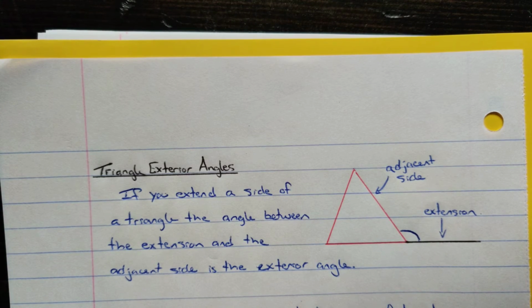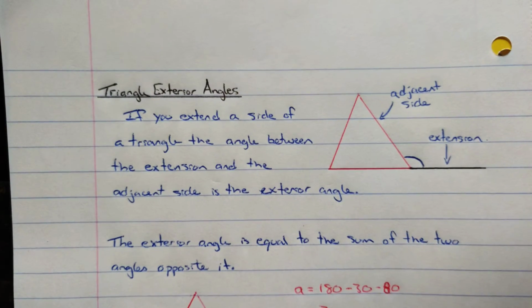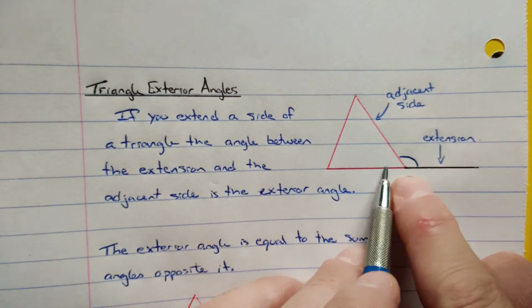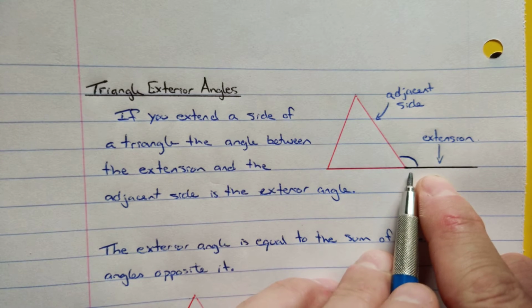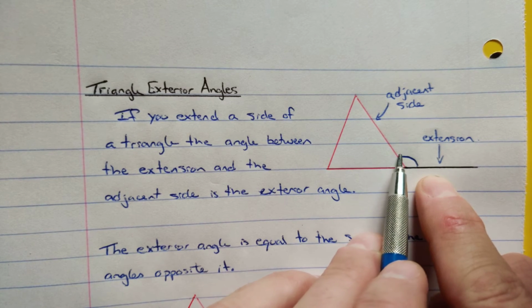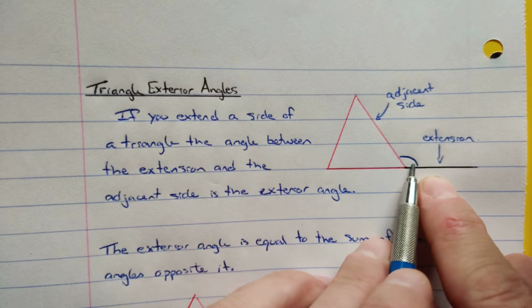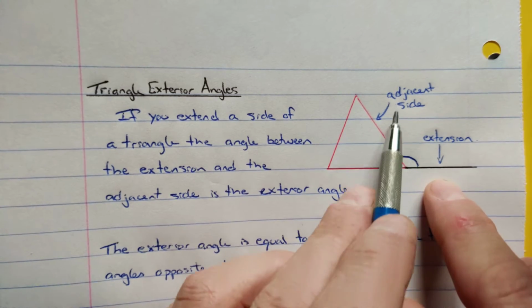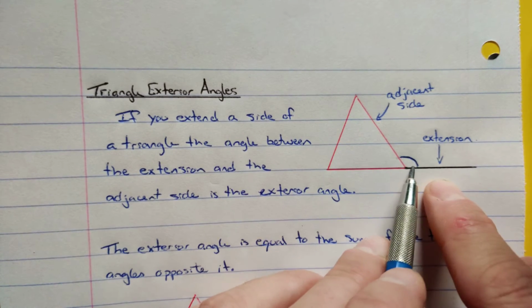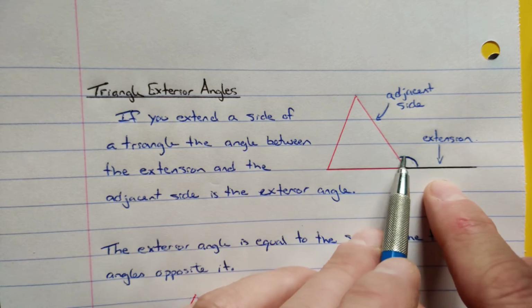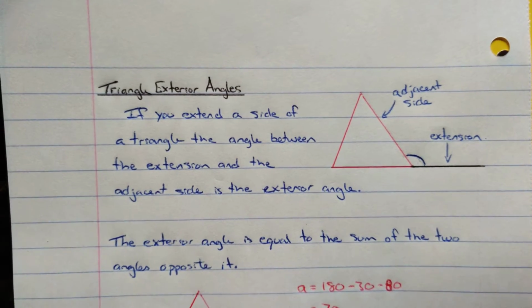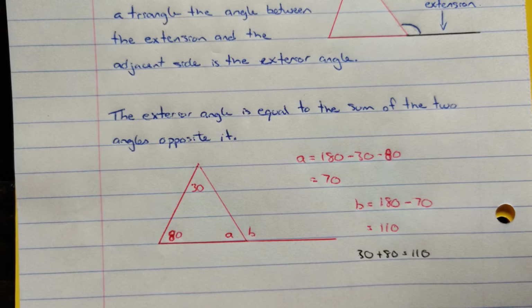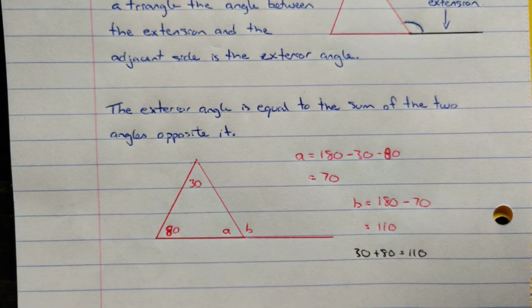Now, what if we jump outside the triangle and work with exterior angles? So an exterior angle means the angle is not inside the triangle, but it's made by extending one of the sides, and it's then matched with the adjacent side. So this is the adjacent side to that angle, and here we have our exterior angle. Now, the exterior angle is equal to the sum of the two angles opposite.